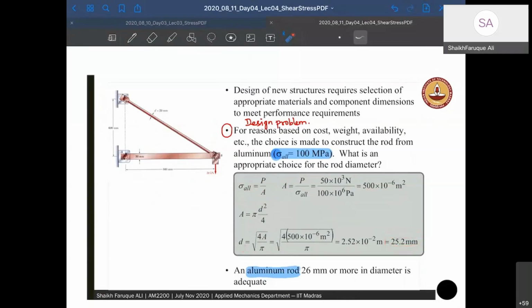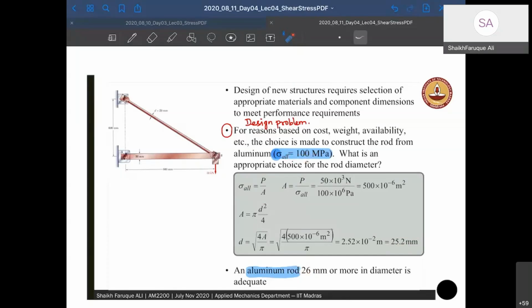Now, can I choose 25? I cannot choose 25 because if I choose 25, my member will fail again. The stress will be higher than the allowable. So I have to choose something higher than whatever has come to me. Whatever has come is 25.2, so I have to choose the next higher. I can choose 25.5 or I can choose 26. So let us choose 26 mm diameter. This is for a reduced stress.